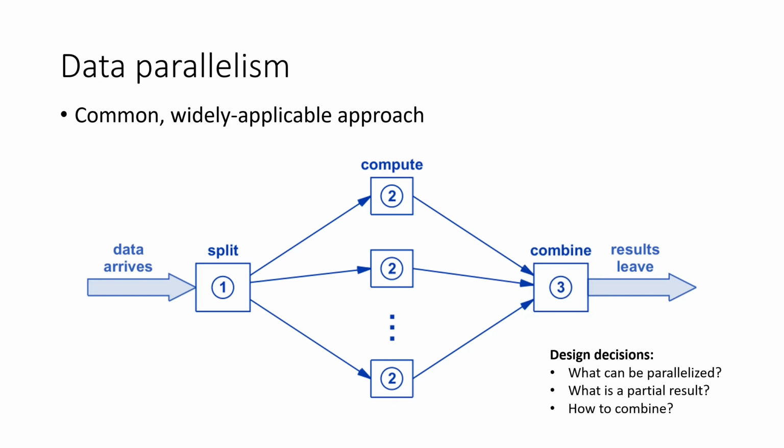Of course, not all applications allow for data parallelism. Some applications allow data parallelism, like image processing and DNA sequencing like I just said, and many other applications do allow for data parallelism, but not all of them. And even if an application allows for data parallelism, we still need to make a few design decisions. What can be parallelized in that application? How should we split the data and what should be the partial result? And finally, how do we combine these partial results into a final result? These design decisions are related to what we will need to do when using MapReduce.